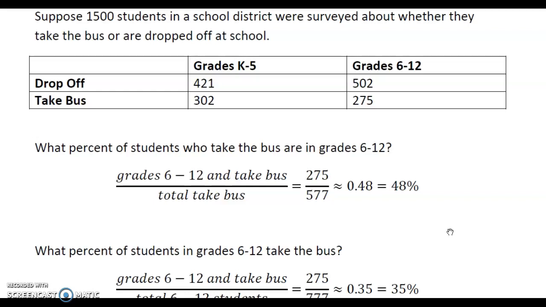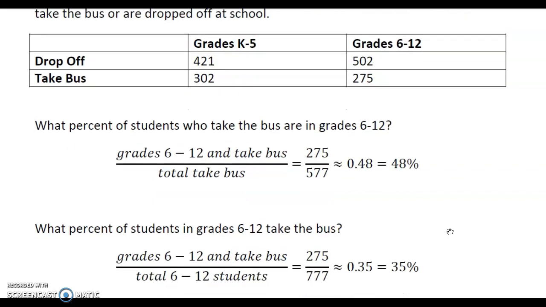So we have another question on the same information. The second question is, what percent of students in grades 6 through 12 take the bus? Those sound similar because we're looking at the same grade level and taking the bus, but we're comparing it in a different way. In the denominator, we have the number of students in grades 6 through 12. So we want all of the students in grades 6 through 12, so we're going to add that column together. That total is 777. We see that in the denominator here.